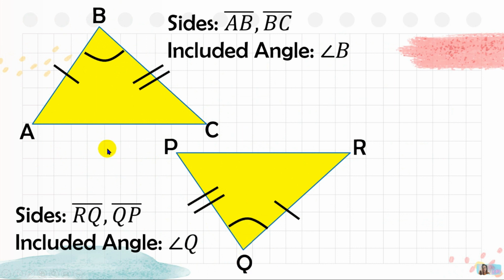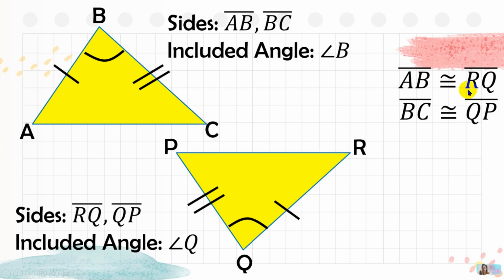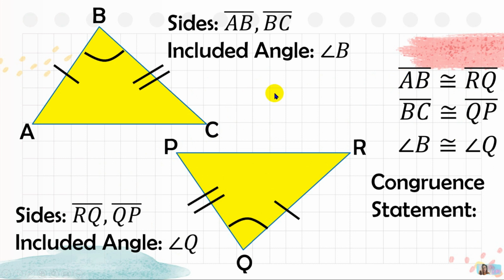So, kapag meron tayong ganito, again, may marking, sila daw yung congruent, side AB and side RQ, and then we have side BC and side QP. So, meron na tayong two corresponding congruent sides, and then we have the included angle, angle B, congruent to angle Q. So, we have here SAS Congruence Postulate. Okay? The postulate that has been used is the SAS Congruence Postulate.